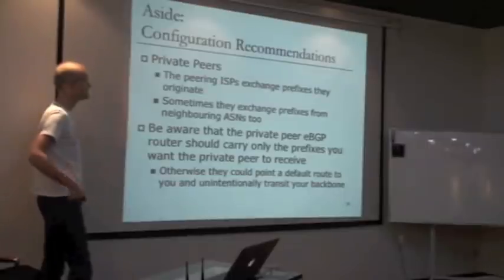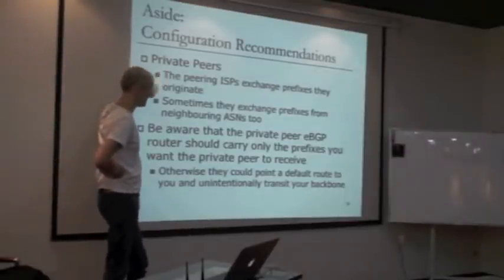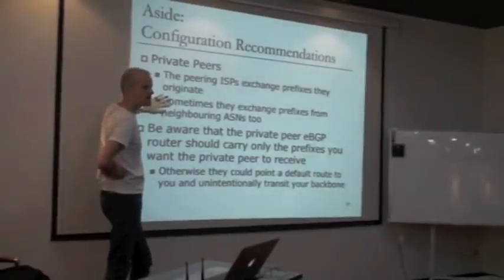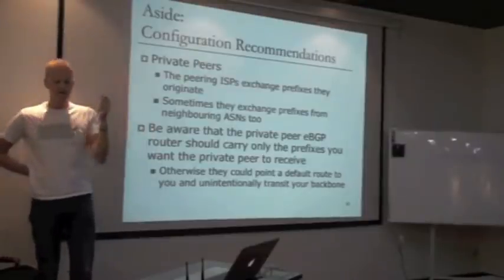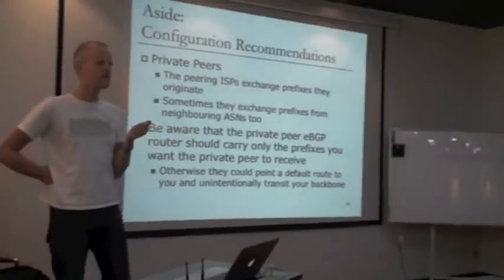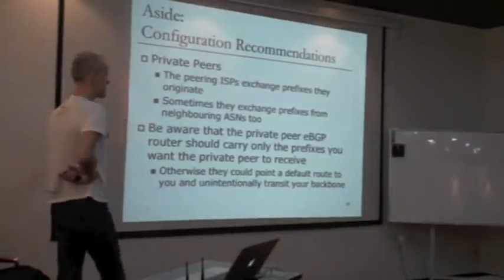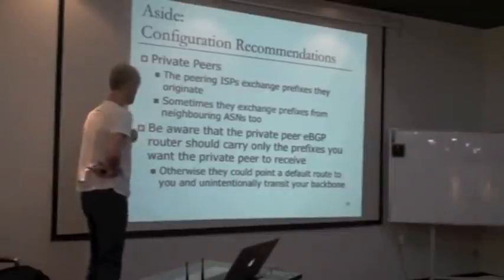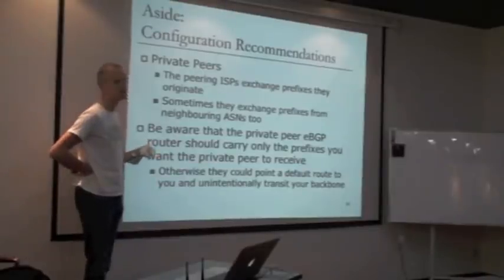Now for private peers, here the ISP is exchanging prefixes they originate. Sometimes your peers may have other ASs, they may have customers as well. As long as you set up filters matching exactly what you expect, things will be okay. So make sure the filters match what you expect. The private peer router should only carry the prefixes you want the private peer to receive.